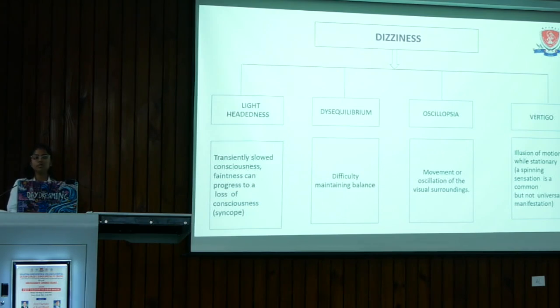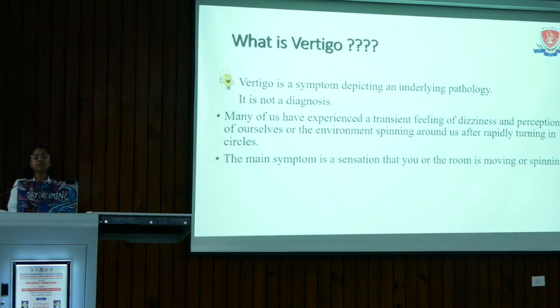But we need to know was it actually due to vertigo or simply due to lightheadedness, that is transiently slowed consciousness, faintness can progress to loss of consciousness, or due to disequilibrium, that is difficulty in maintaining the balance, or due to oscillopsia, that is movement or oscillation of the visual surroundings, or due to vertigo, that is illusion of motion while stationary. What is vertigo?